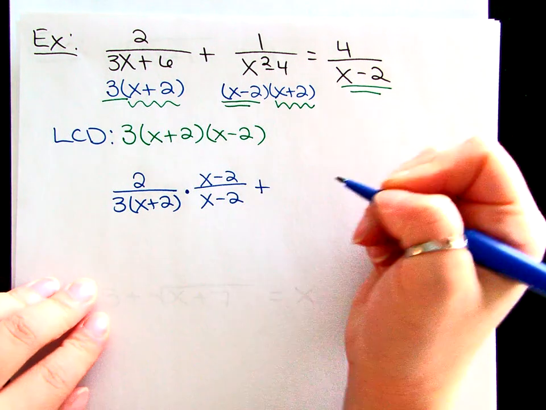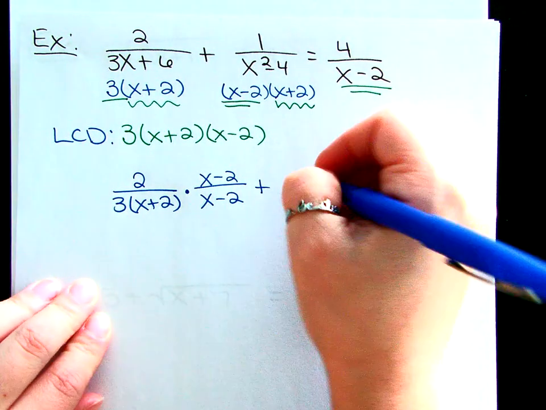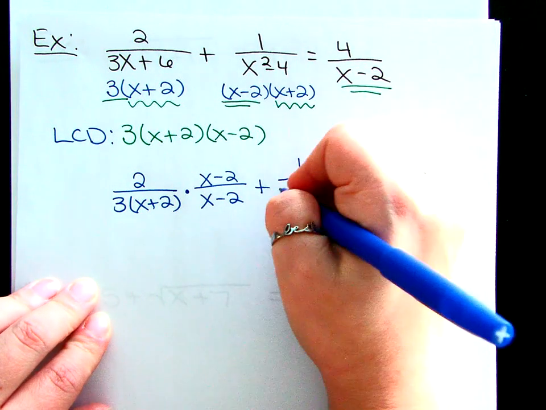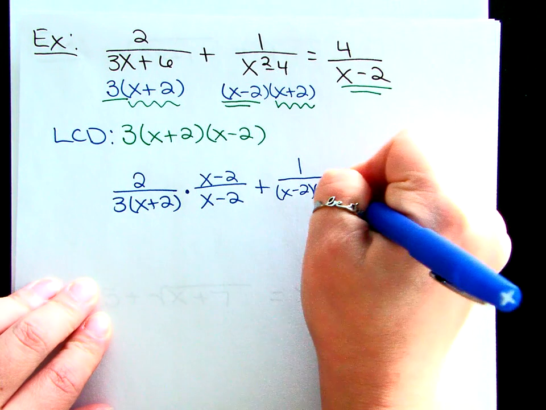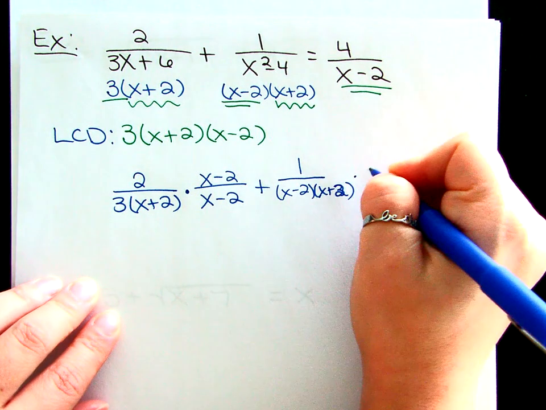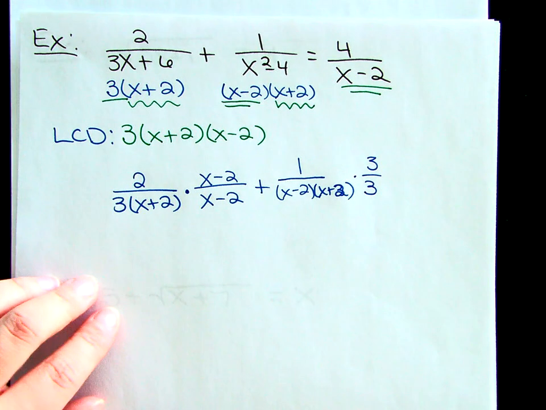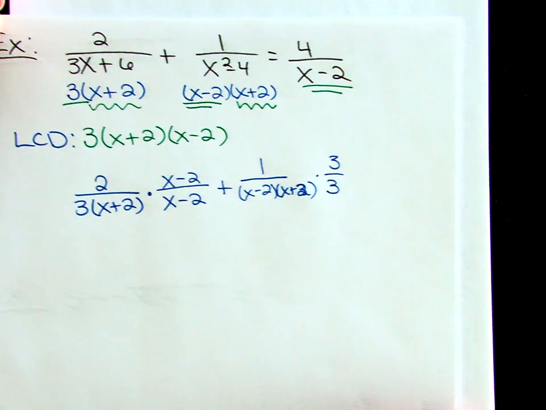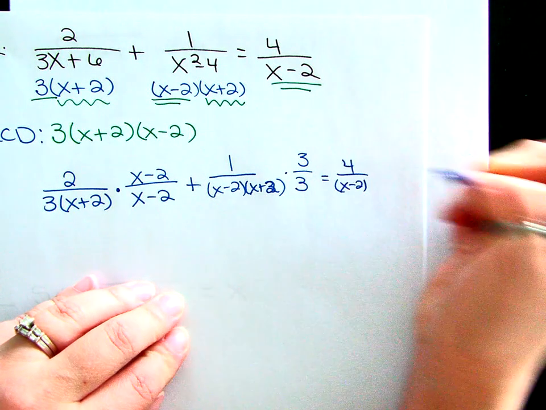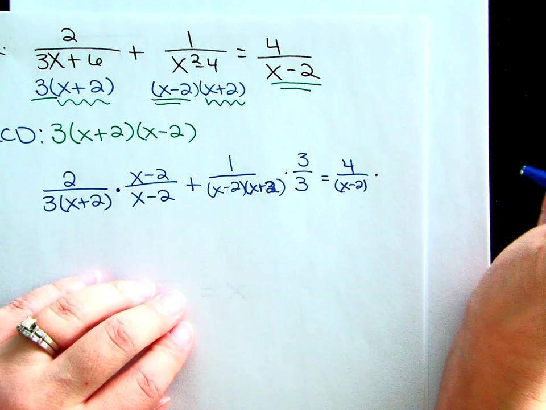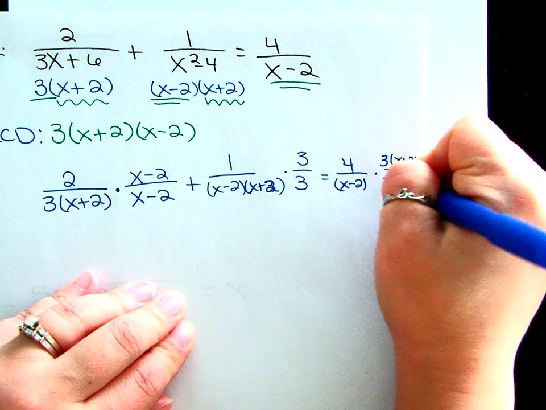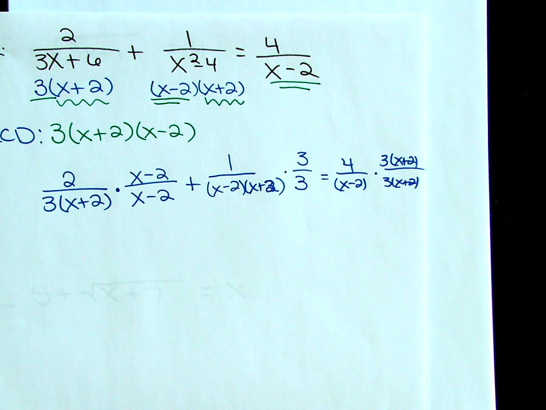I'm going to do the same thing for each of my other fractions. I look at 1 over x squared minus 4. That's 1 over x minus 2 times x plus 2. So what is it missing? Yeah, it's missing the 3, so I'm going to multiply the top and the bottom by 3. Then my last fraction is the 4 over x minus 2. What's it missing? 3 and x plus 2. Yep, so I multiply the top and bottom by that. Sorry, I got a little small. I got off-centered.